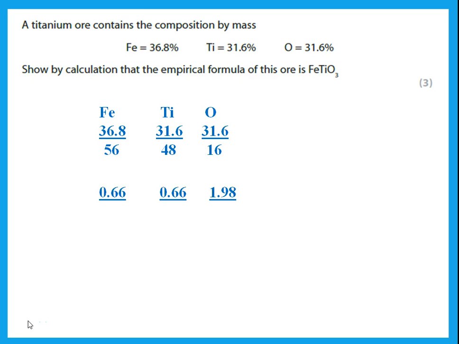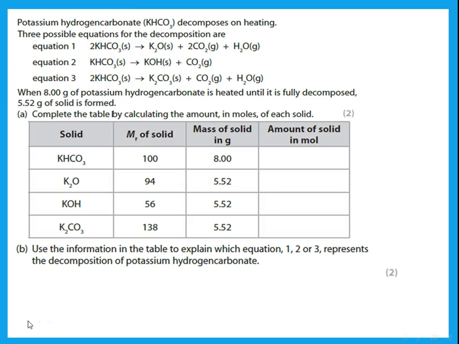Then the numbers that come out, I divide by the smallest, and then the ratios are this, so the empirical formula is this. Okay? Potassium hydrogen carbonate decomposes on heating.